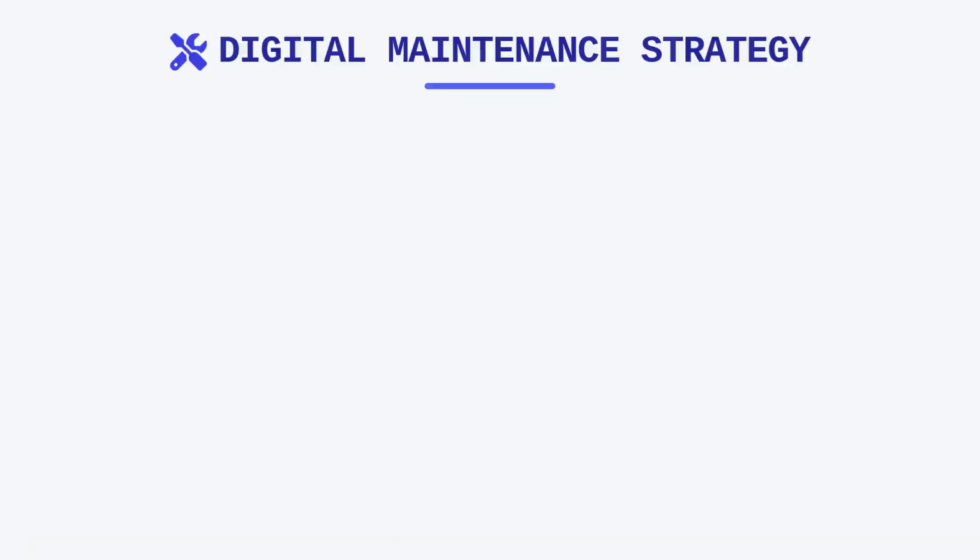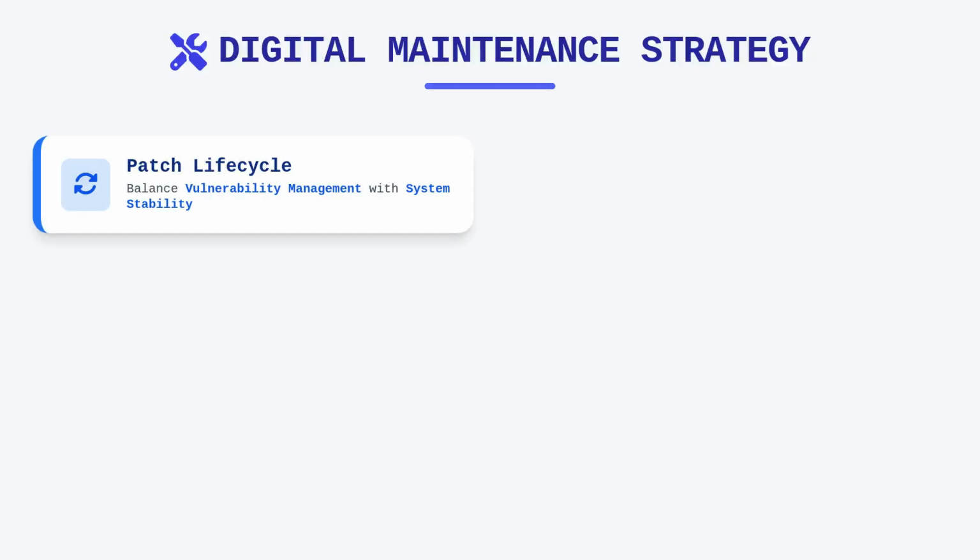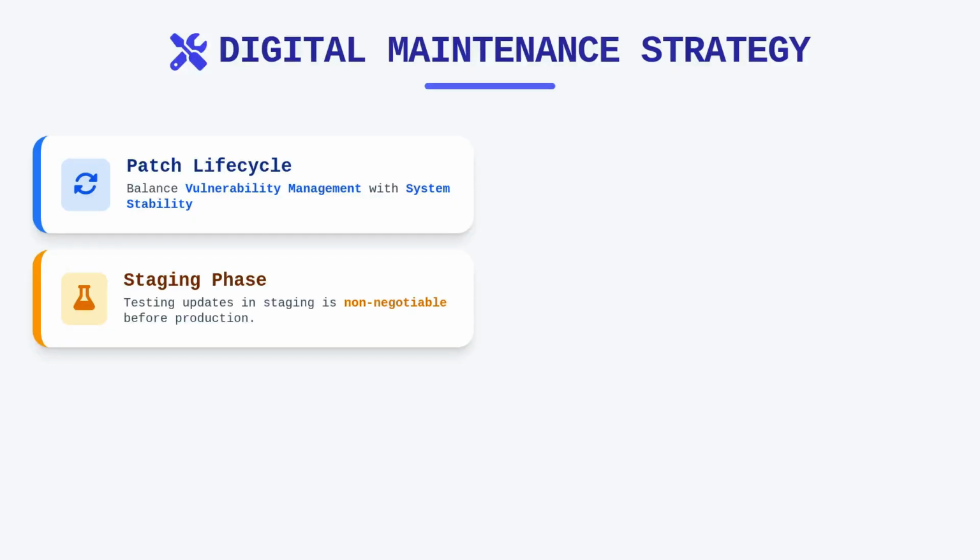Digital maintenance is equally critical, centering heavily on the life cycle of firmware and OS patches. Establishing a robust patch cycle requires a balance between vulnerability management and system stability, which is why testing updates in a staging environment is non-negotiable.